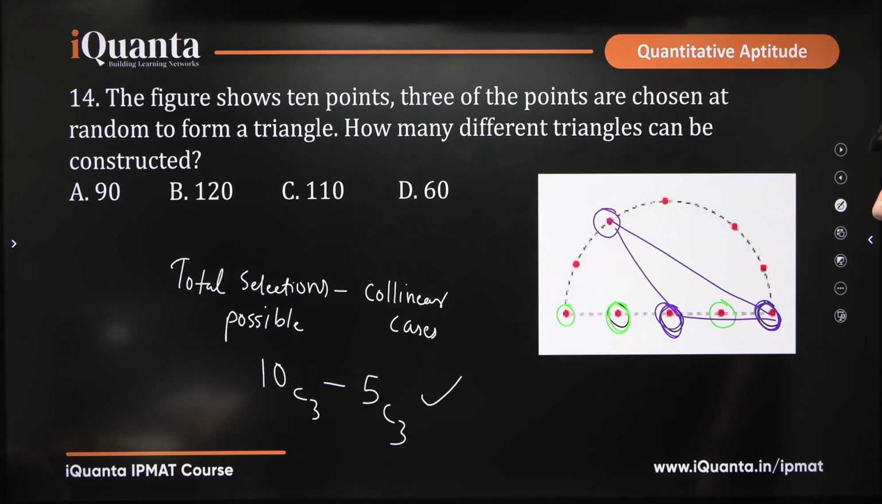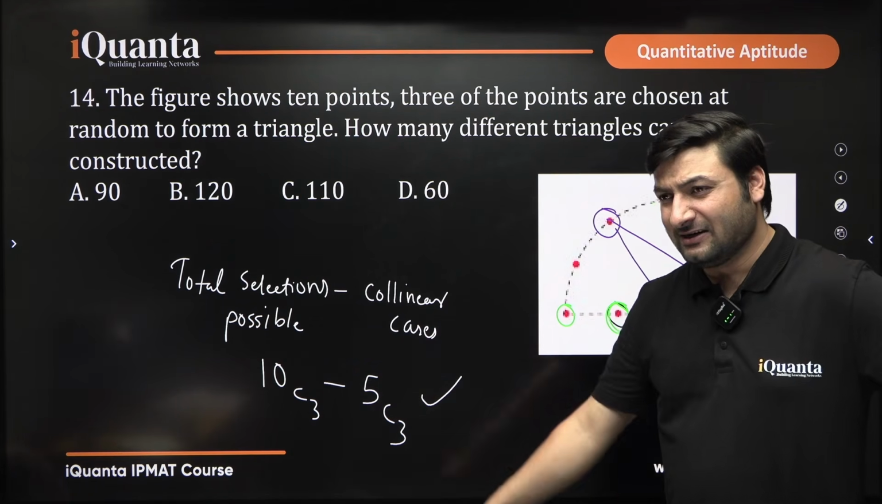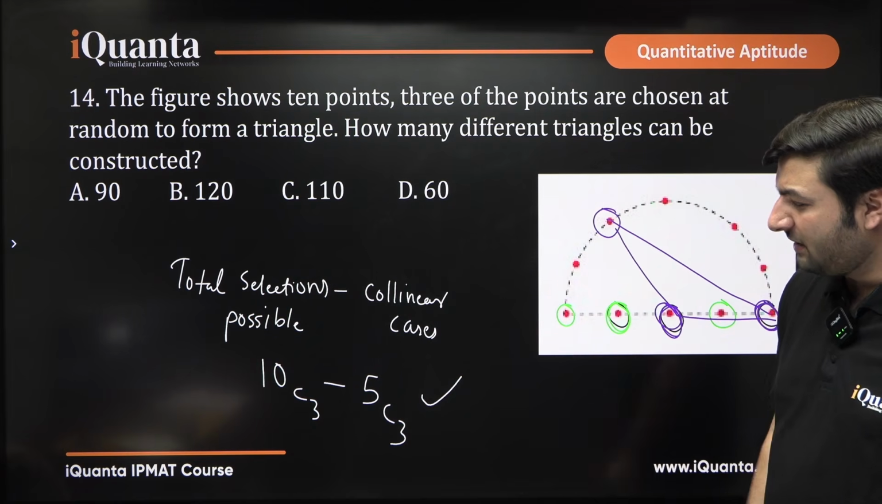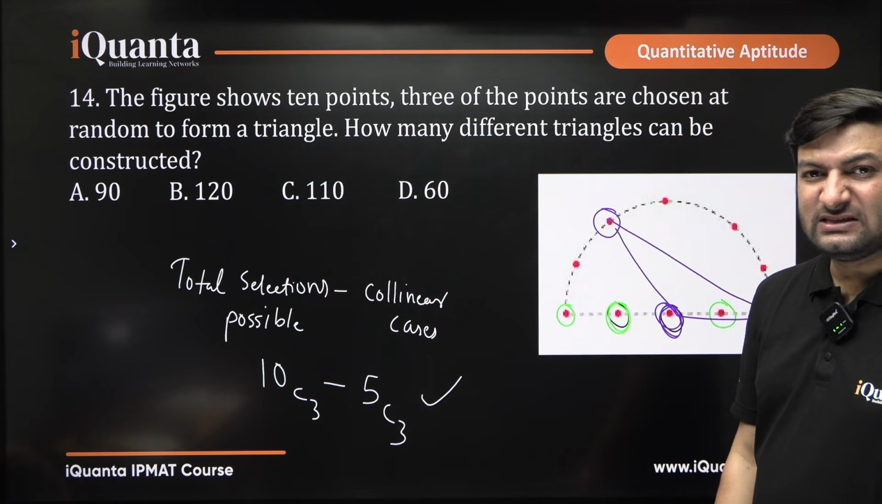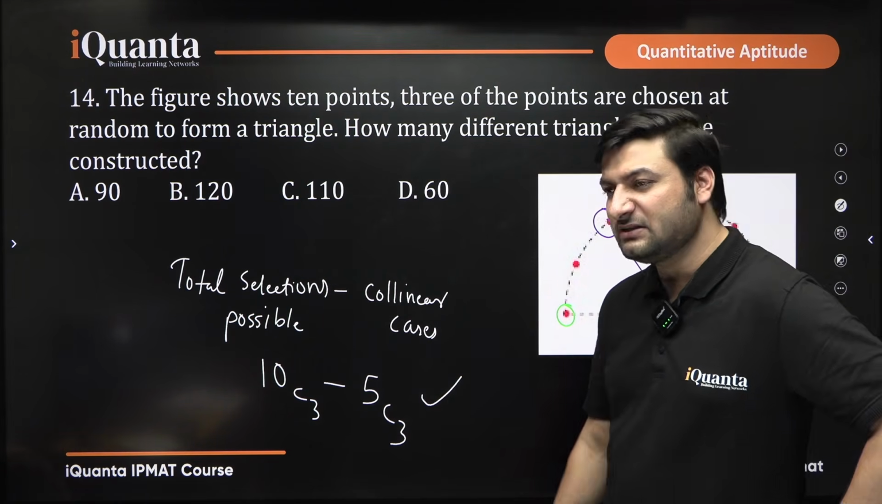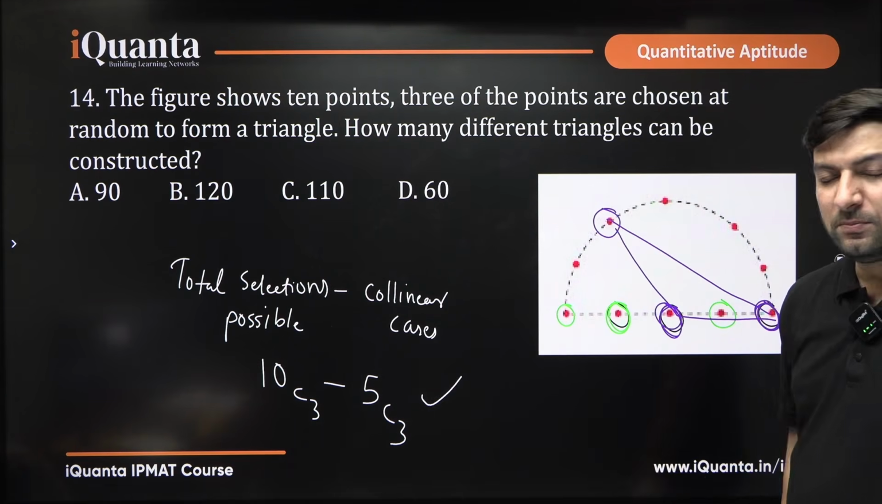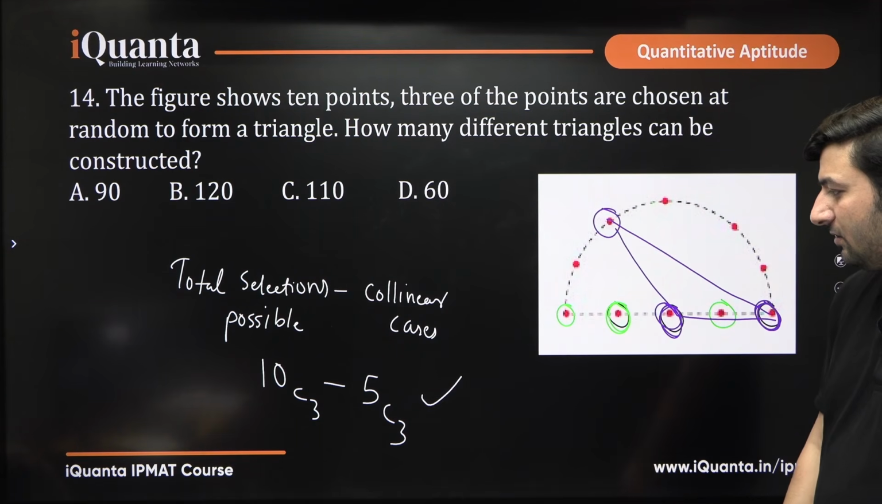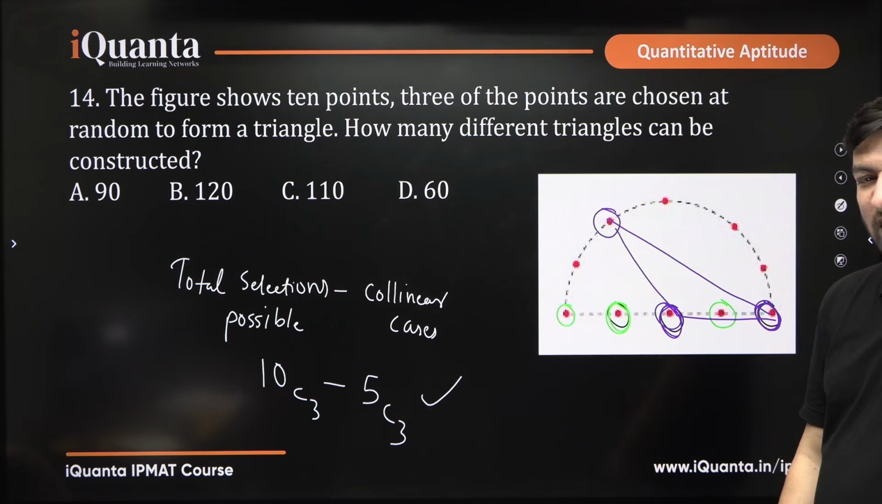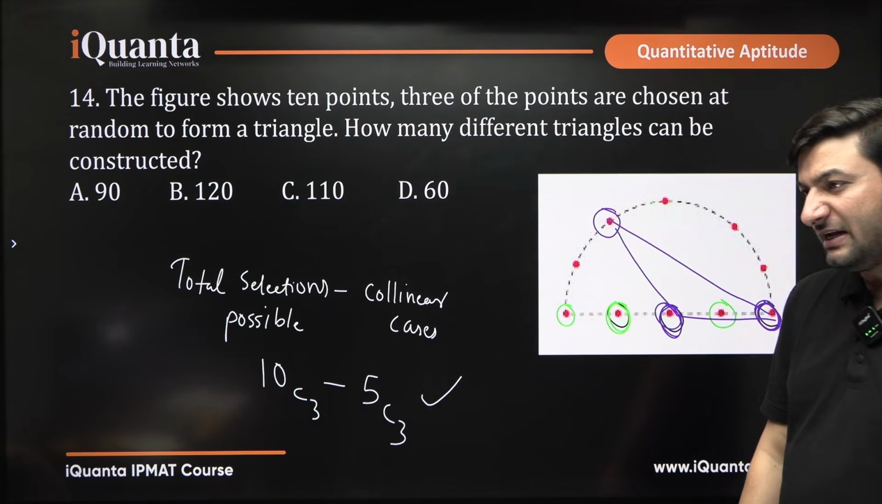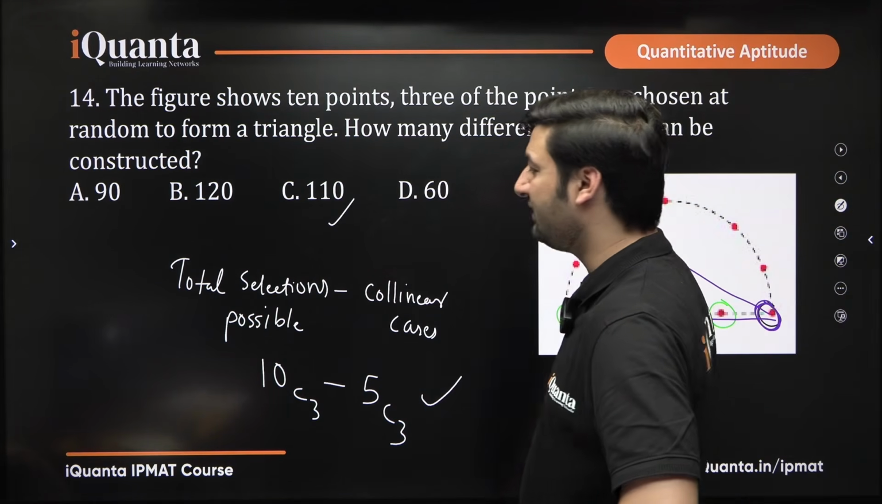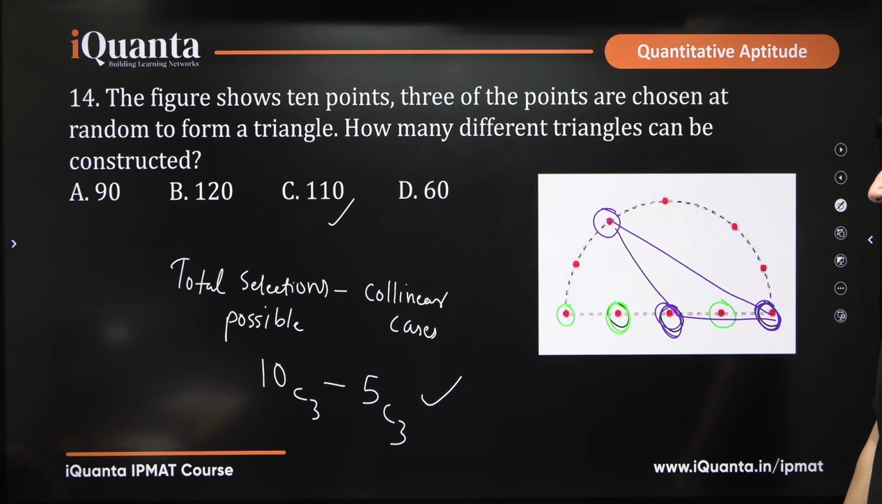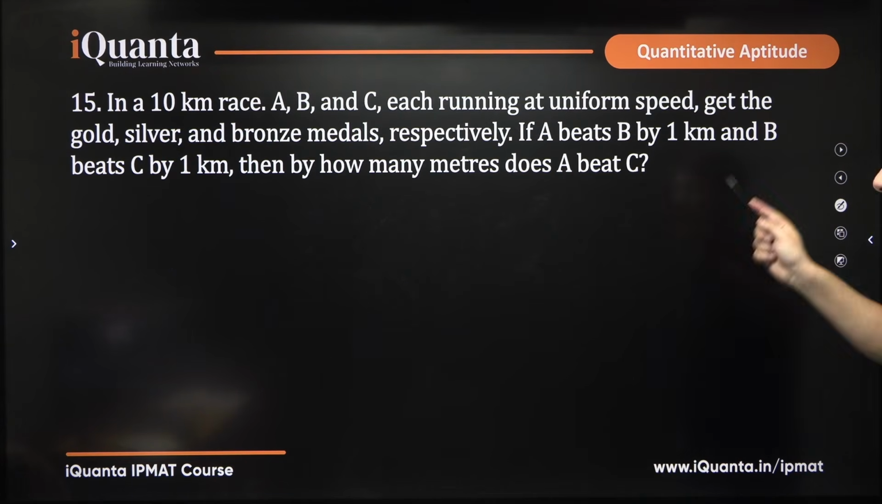What will be the value? This is 10C3, that is 10, 9, 8, 7 factorial will be cancelled, 10, 9, 8 upon 6, that is 72, 6, 12, 120. 120 minus 5C3. So 5 into 4 upon 2, that means 10. 120 minus 10, that is 110, right? That's your answer. I hope this is also clear.